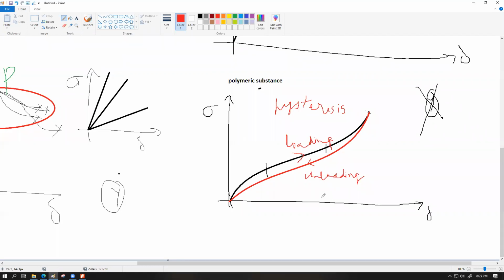Hysteresis, the term, meaning the behavior that polymer substances show that during loading and unloading they follow two different paths. This behavior of following two different paths is called hysteresis, or this incident is called hysteresis.